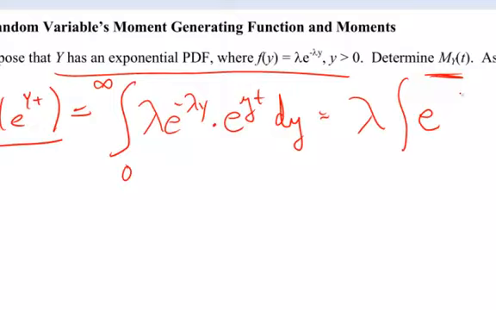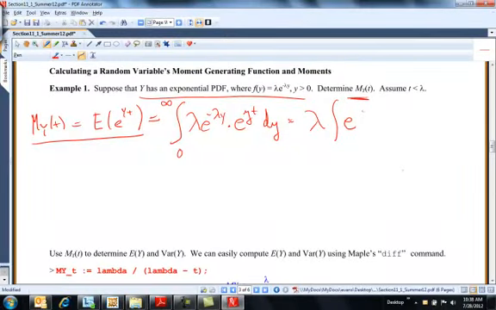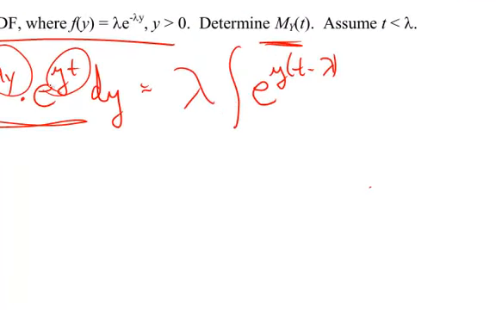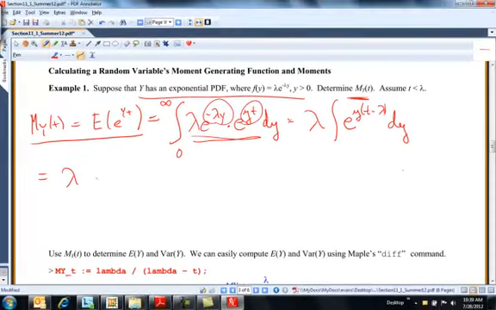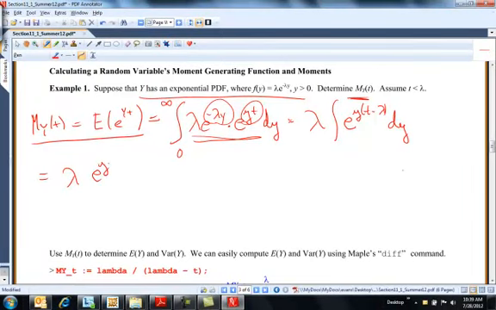This is e to the, let's say, y to the t minus lambda, right? Because when I multiply, I add exponents, so I'm pulling out the y, and that leaves t minus lambda dy. Let's take an antiderivative. So this is e to the y times t minus lambda, all divided by t minus lambda, right? And this goes from y equals 0 to y equals infinity.